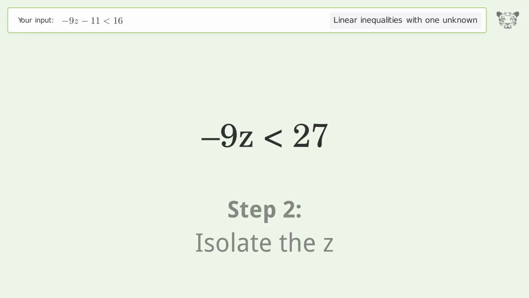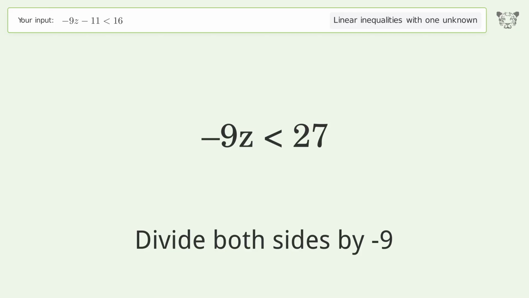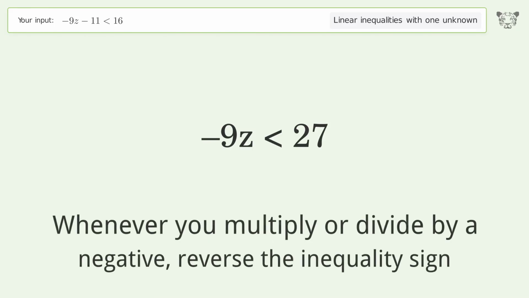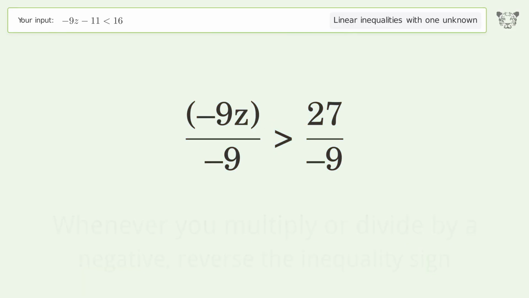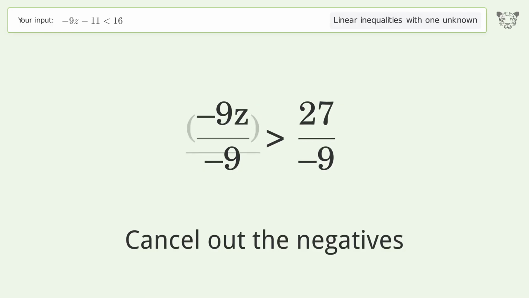Isolate the z. Divide both sides by -9. Whenever you multiply or divide by a negative, reverse the inequality sign. Cancel out the negatives.